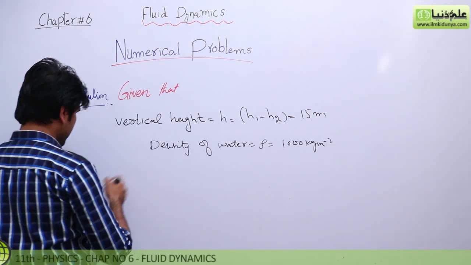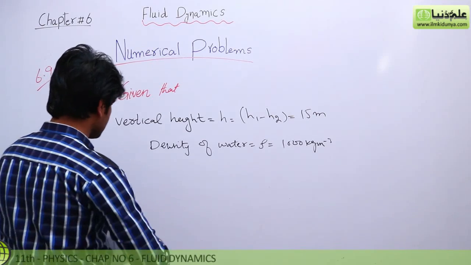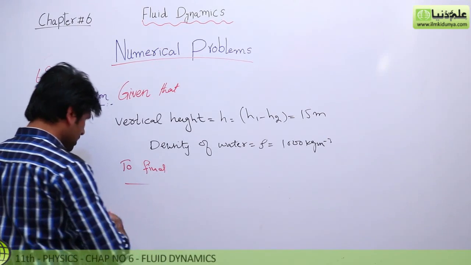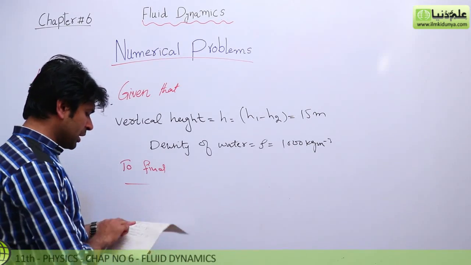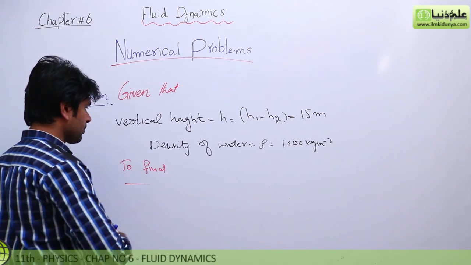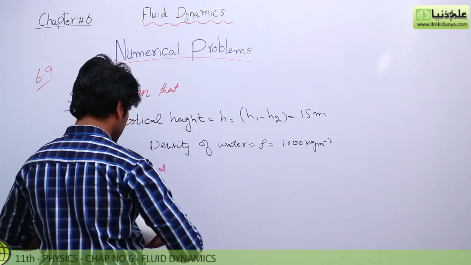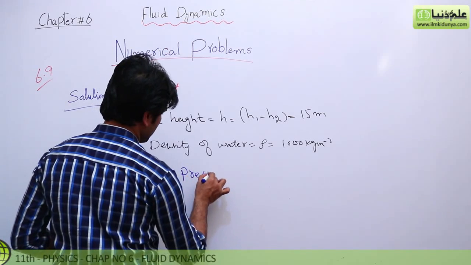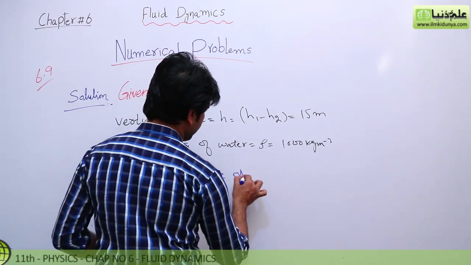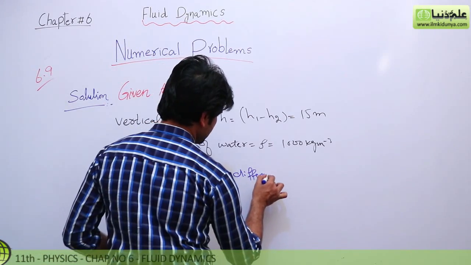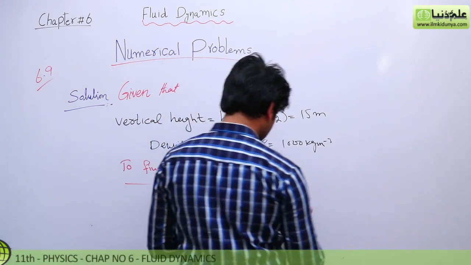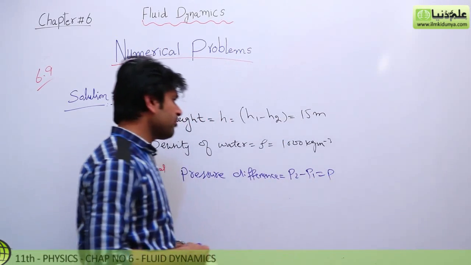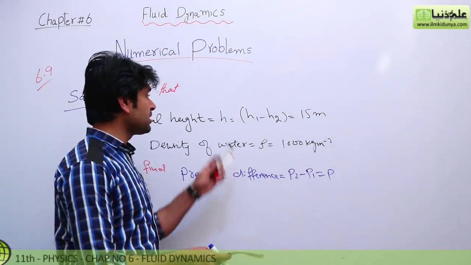What will we have to find out? Dear students, here we will have to find out the pressure difference, meaning final pressure minus initial pressure, P. Here we will have to find out the pressure difference from this given data.